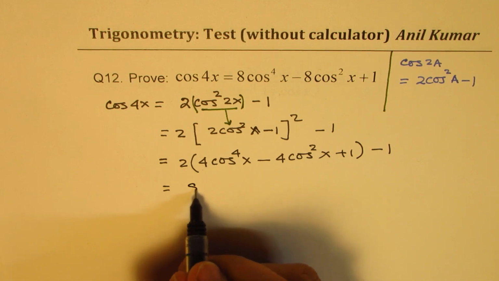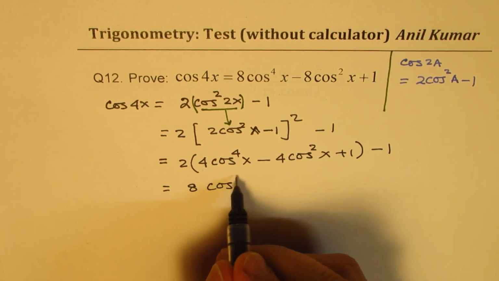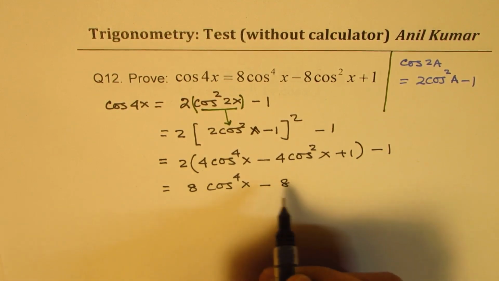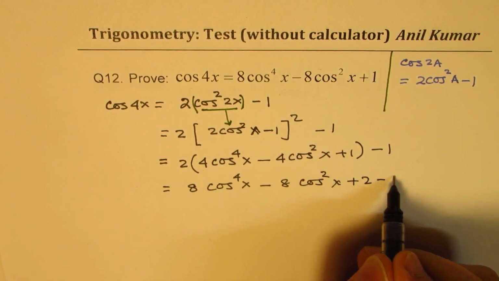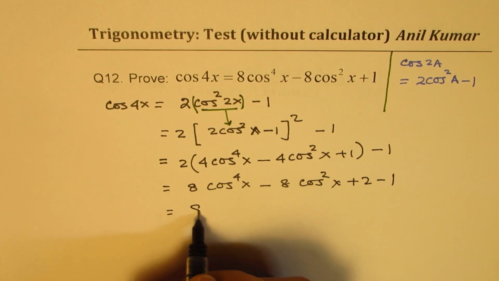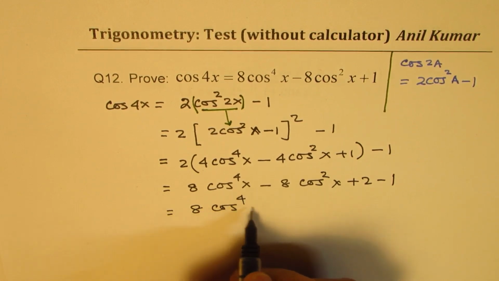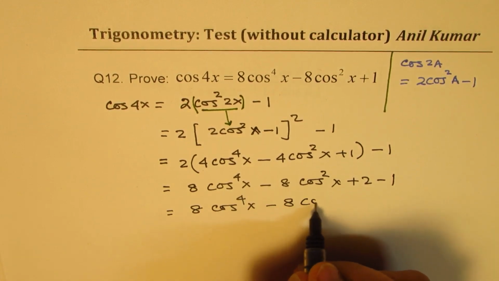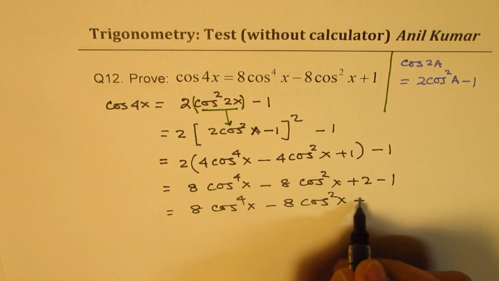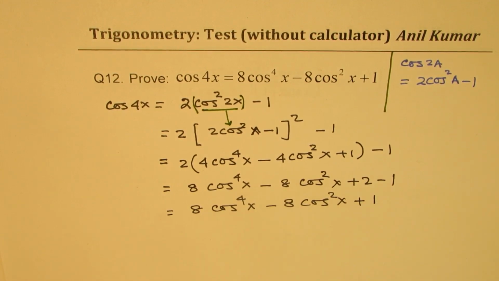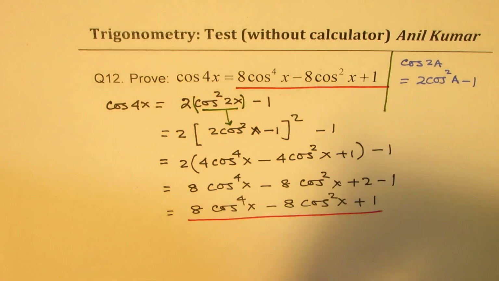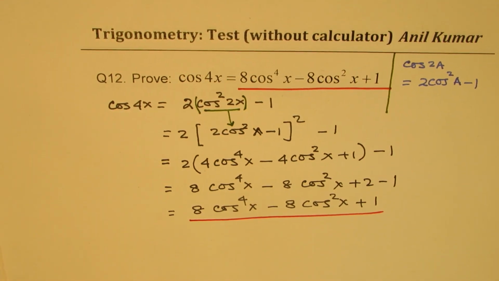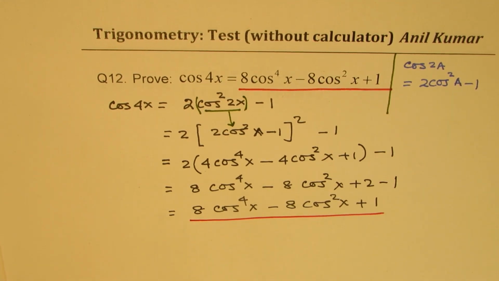So 4 times 2 is 8 cos to the power of 4 x minus 8 cos square x plus 2 minus 1. And that gives you 8 cos to the power of 4 x minus 8 cos square x plus 1. Correct? So you get the right hand side as expected. So I hope that is absolutely clear. Right? We have one more question to go.